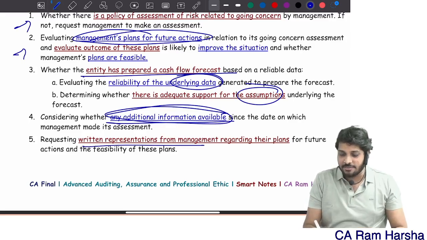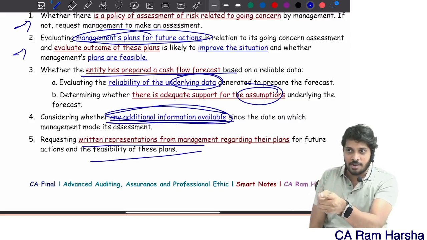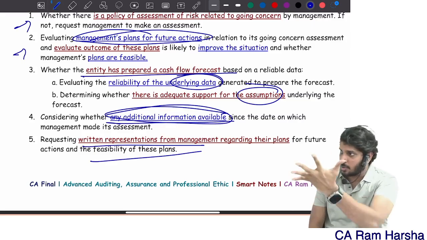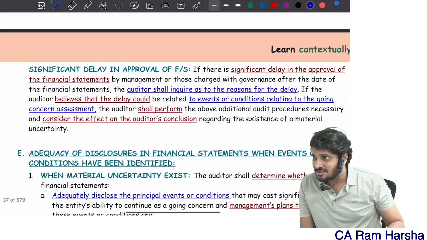Check it out and get a written representation from management. Ask them to give a declaration that you are going to implement these plans, and that these plans will revive the company. Give me a declaration. Are you clear? Have you studied this? No?